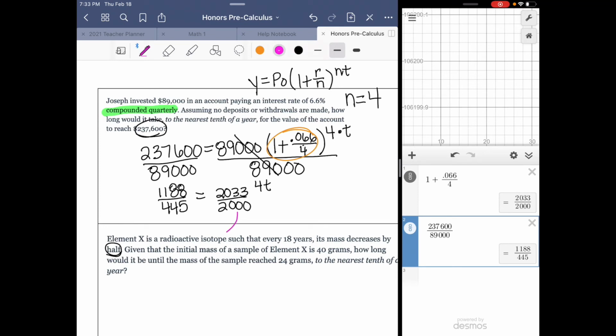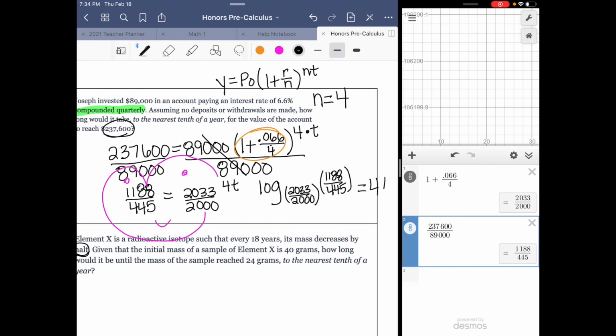All right, so now I can convert it. So remember, my base raised to my exponent equals my value. So I'm going to have log of 2033 over 2000 raised to 1188 over 445, and it's going to equal 4t. All right, so I got a lot going on here. Let me kind of separate this. Actually, let me just go on and use some different colors. And that last thing is going to be divided by 4.